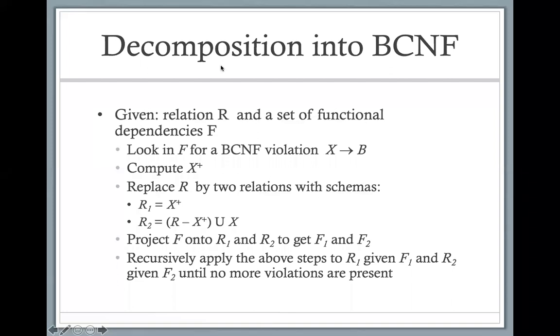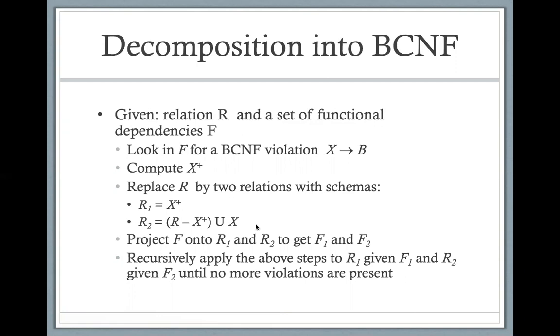So this is the algorithm to decompose a relation that is not in BCNF into BCNF. Given a relation R and a set of functional dependencies F, you look in F for a BCNF violation, for example X determines B, where X is not a super key. Then you compute the closure of X, which is all the attributes that functionally depend on X. I will repeat this to remind you in a given example in a bit.